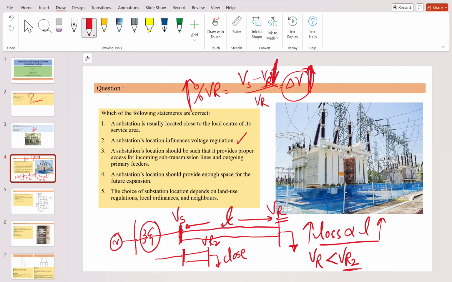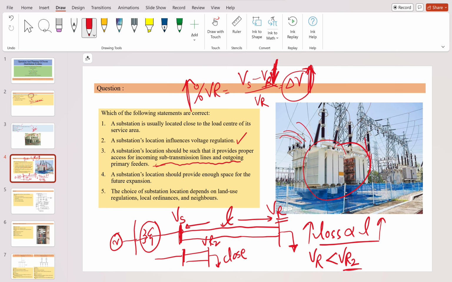Third, the substation location should be such that it provides proper access to the incoming substation lines and outgoing feeders. That is true, because the substation should have proper access for the incoming line, with a right of way, and the line accommodation should be there. An outgoing primary feeder should also be there. Suppose this is a distribution transformer, with incoming lines and outgoing lines. So it should accommodate that, and there should be enough space around it.